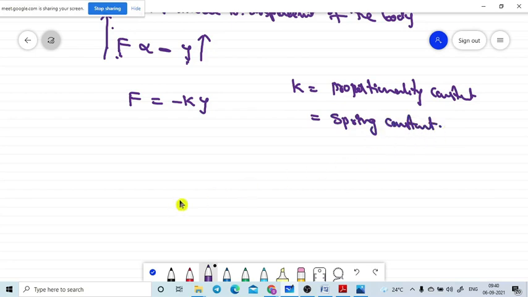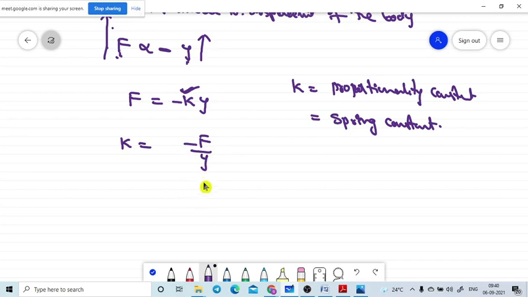We will name it as a spring constant. So that means K is a proportionality constant. In the spring mass system, we will name it as a spring constant. Now, how can we define this spring constant? K is equal to minus F by Y. So that is the spring constant.